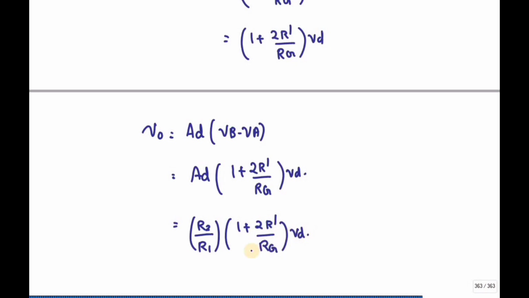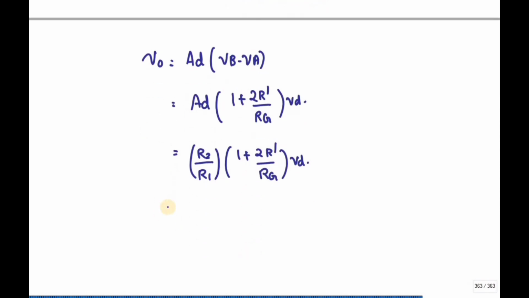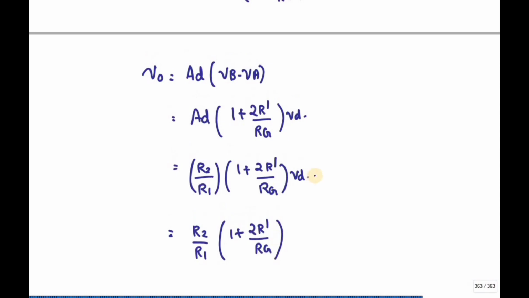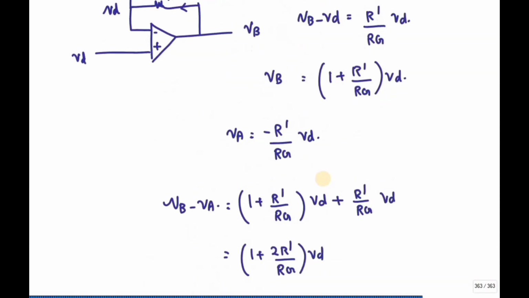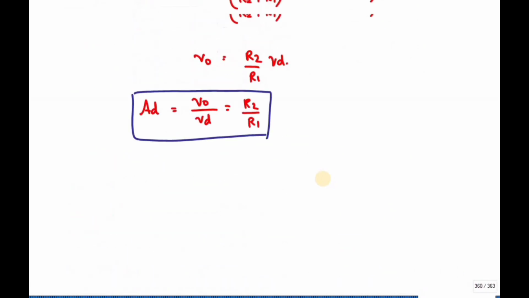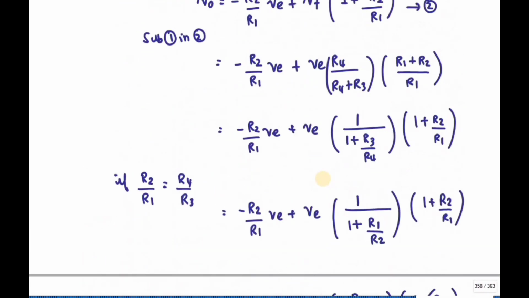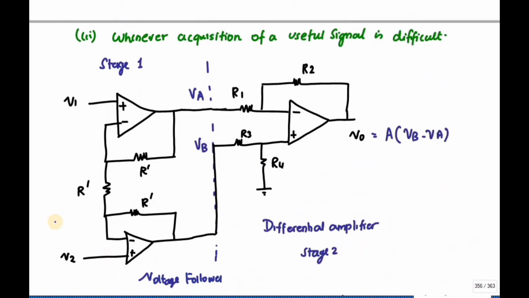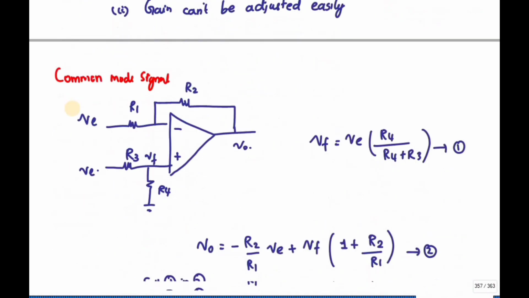So here I have applied VD. What is VD? VD is applied only to, so I can write it as VD minus 0, right? If you see the signal, VD is applied to V2 and 0 is applied to V1. So I can write this as V2 minus V1.